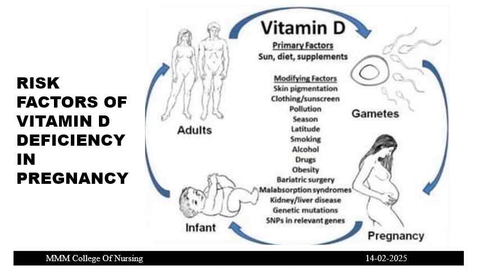And clothing and sunscreen, because I already told you there is something called sun protection factor. So with increased use of clothing and sunscreen, the ultraviolet rays do not enter the skin. And pollution, season, latitude, I already told you. And smoking and alcohol: research has shown that in people with smoking and alcohol use, there is a smaller amount of circulating vitamin D, called 1,25-dihydroxyvitamin D. That is very low in people with smoking and alcohol use.